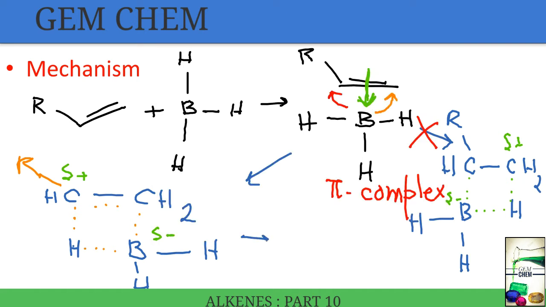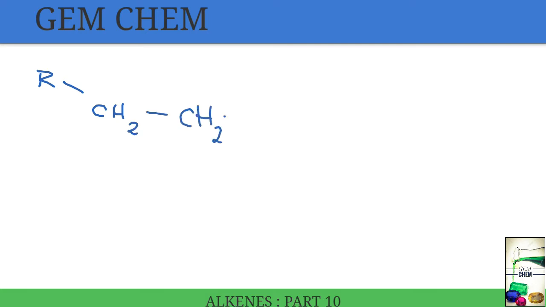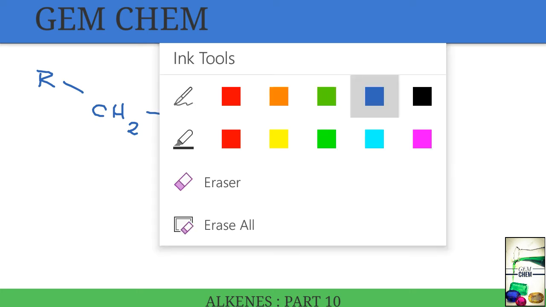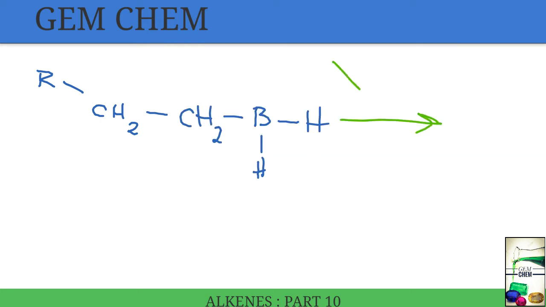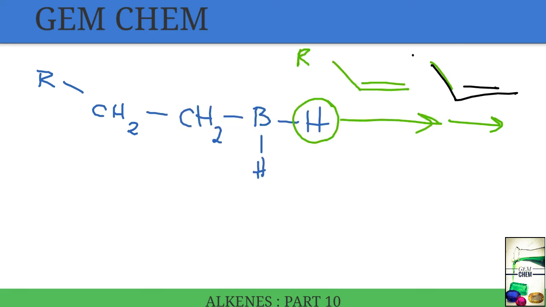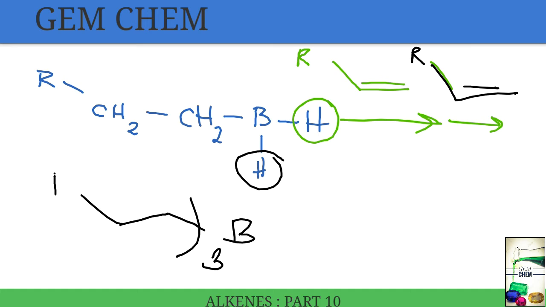Now let us see what happens in the next step. In the next step, this is formed: R, CH2, CH2, B, H and H. This again undergoes a reaction with another alkene and this hydrogen is taken. Then it proceeds with another alkene and this hydrogen is taken. Then what we get ultimately is this one: B with 3 CH2CH2R groups.